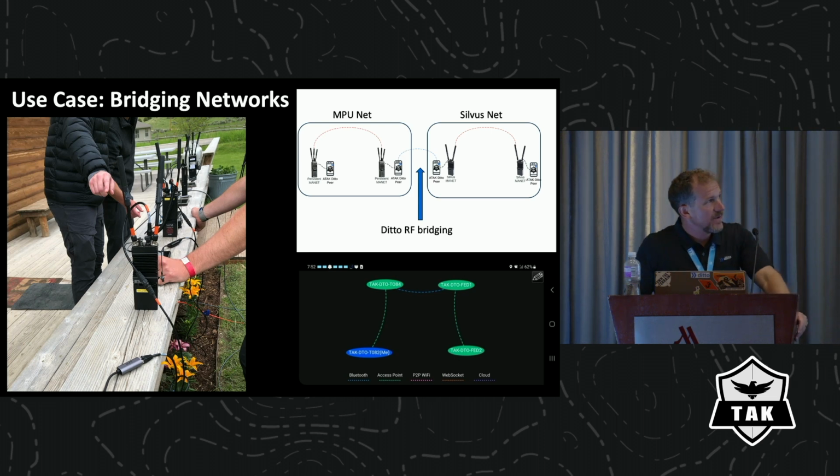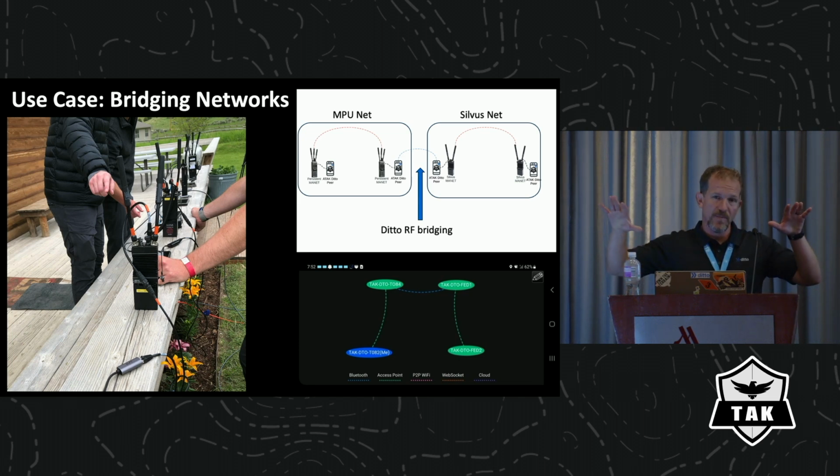In this case, we had some MPU networks running TAK, and we had a Silvus network running TAK, and there were two separate bubbles, and those two separate teams were sharing data. As soon as we brought Ditto into the mix, we were able to just draw up a Bluetooth link. In this case, we did it just over Bluetooth Low Energy. So now you're sharing data seamlessly across two different radios from two different vendors, different waveforms, different encryptions, different channel properties, and the information just flows through.